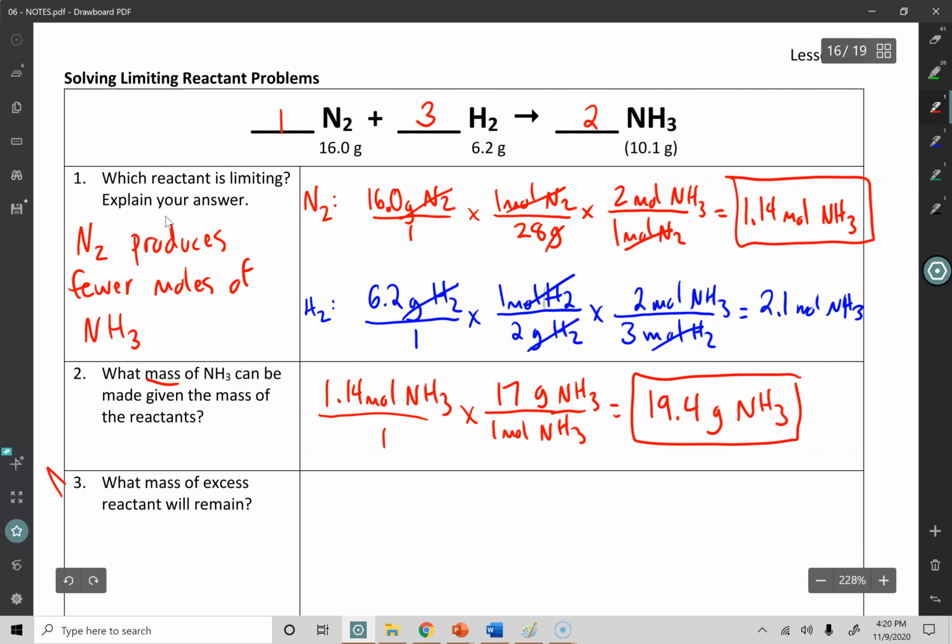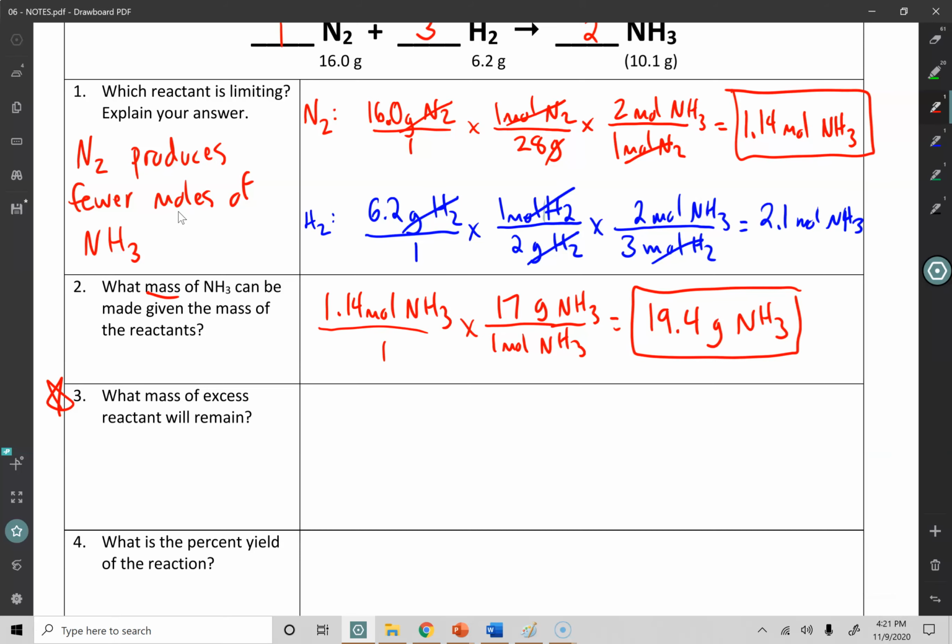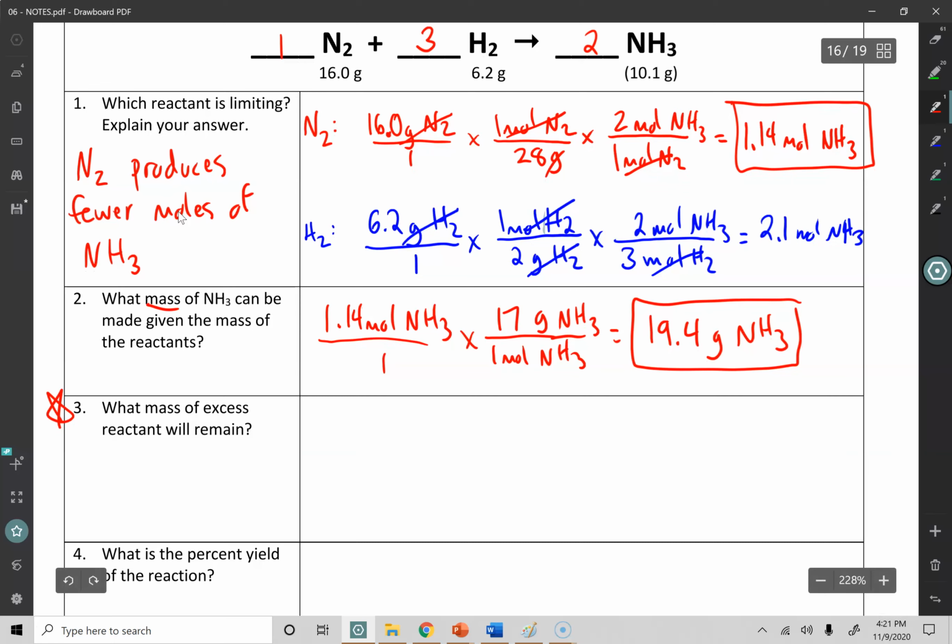Okay. Put a star next to number 3. This is always the trickiest one for new chemists to work with. What mass of excess reactant will remain? So as this reaction has taken place and our nitrogen is getting used up, some hydrogen is going to be left over. I've got enough hydrogen to make 2.1 moles of NH3, but I'm going to stop after I produce 1.14 because then I'm out of nitrogen and there's nothing for hydrogen to react with. So I want to know what mass of my 6.2 grams of hydrogen is going to remain.